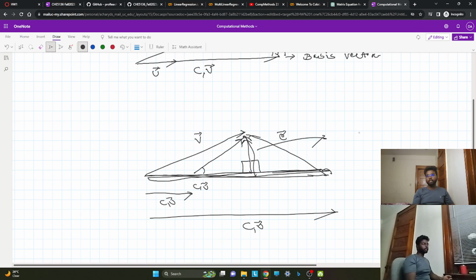So we found out that the error vector is always perpendicular to the basis vector. This is the basic principle. In this case only, it will make the perfect length, and you will get the least error between these two things. So this is the rule.